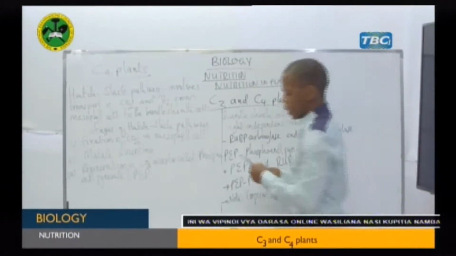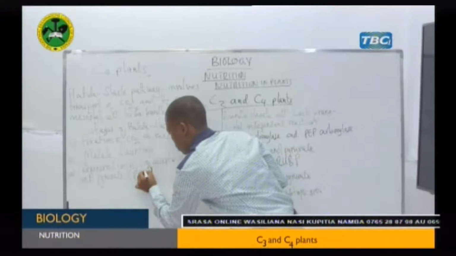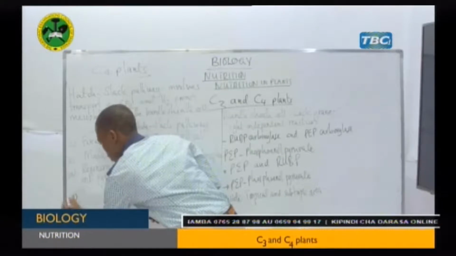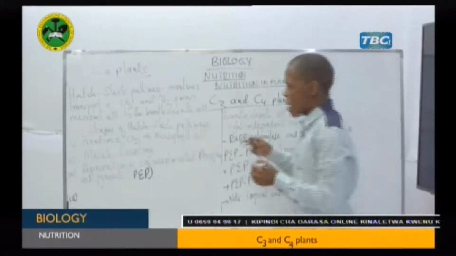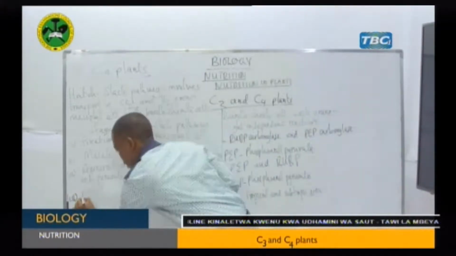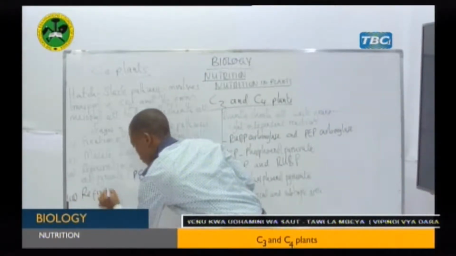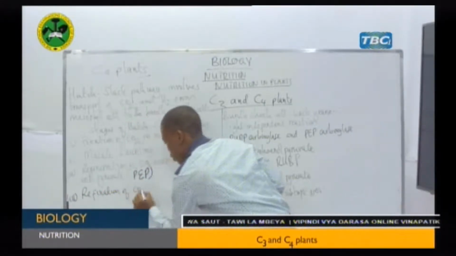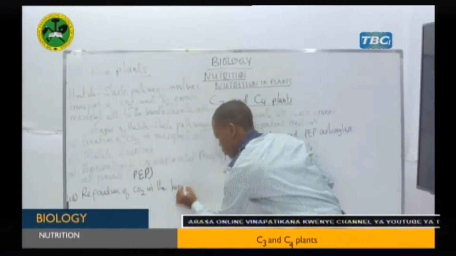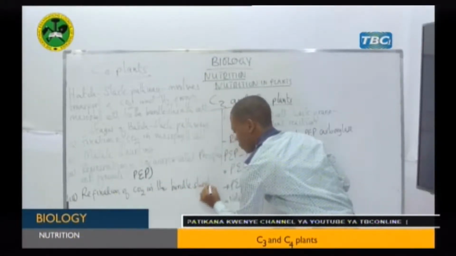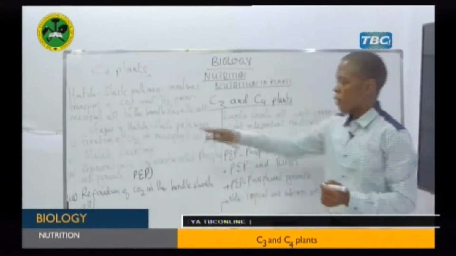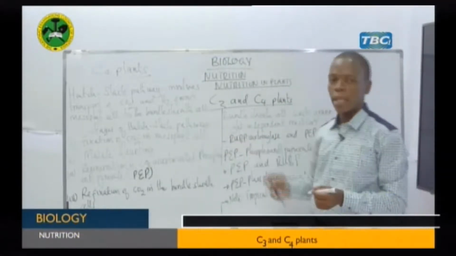The fourth stage is refixation of carbon dioxide in the bundle sheath cells. Therefore, these are the four main stages of the Hatch-Slack pathway.